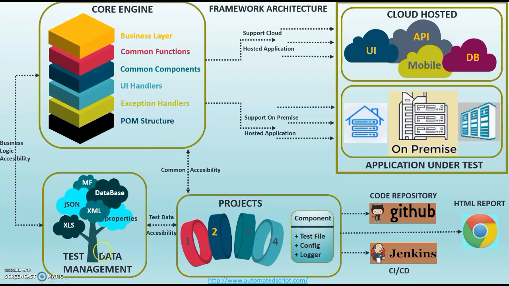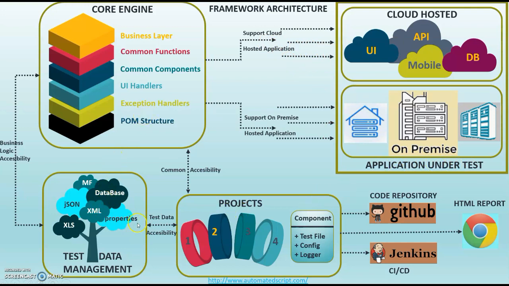Your test data may change because you need to manage that in different areas like XLSX, JSON, mainframe, database, XML, properties. All those are your data sources. And your core engine should support cloud hosted applications, and it should also support on-premise hosted applications. So your core engine should be very powerful, so that it can support multiple hosted applications. That is nothing but your application under test.